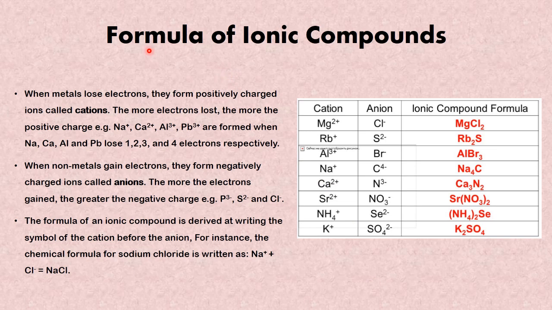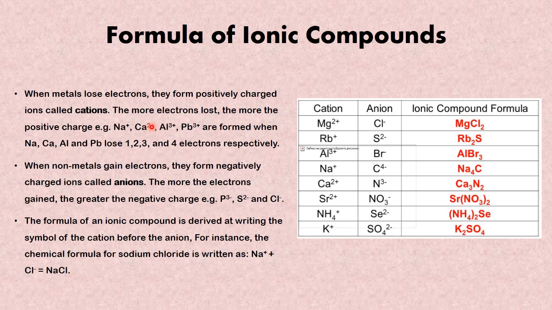Now, moving along, we are going to be looking at formulas of ionic compounds. Now, when metals lose electrons, they form positively charged ions called cations. The more electrons lost, the more the positive charge. For example, we have sodium atom and sodium ion here, which means that it has lost one electron in its outermost shell, which gives it its positive charge. You can see you have +1 right here, which means it has lost 1 electron.